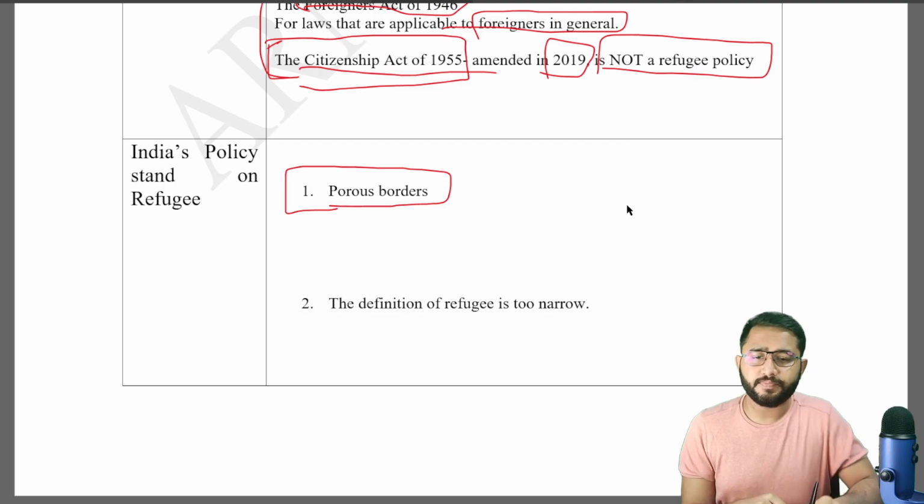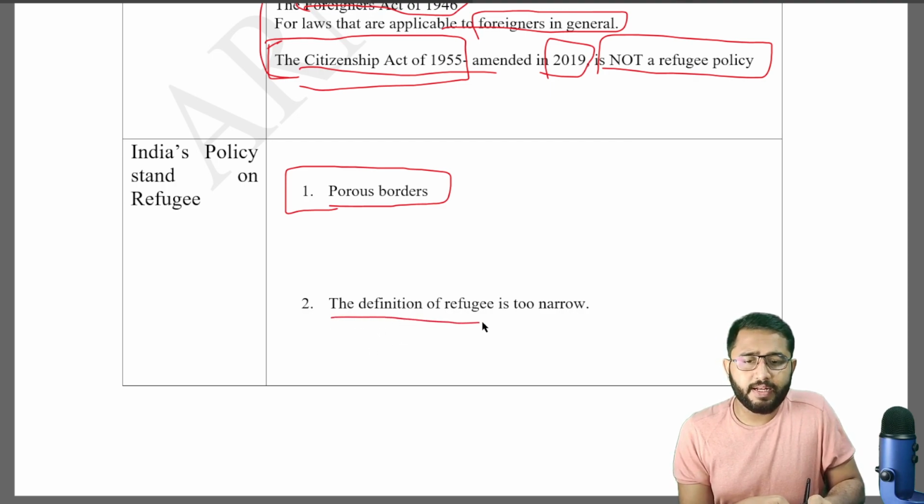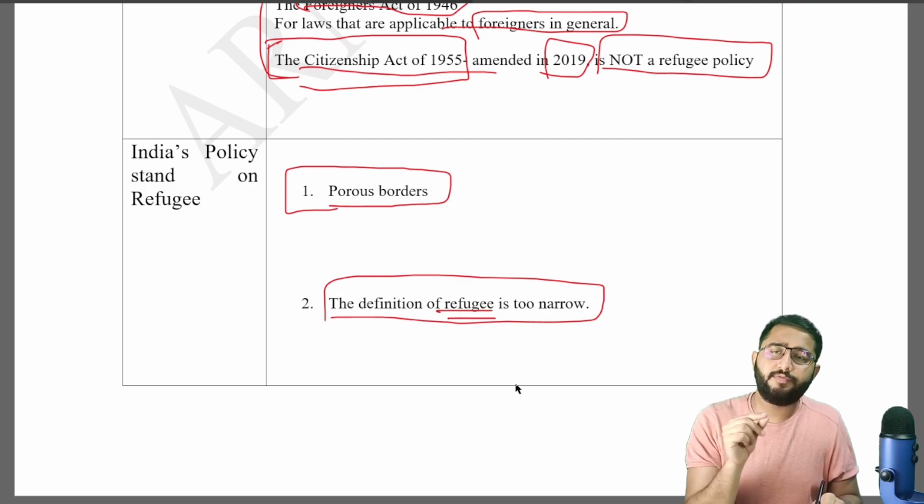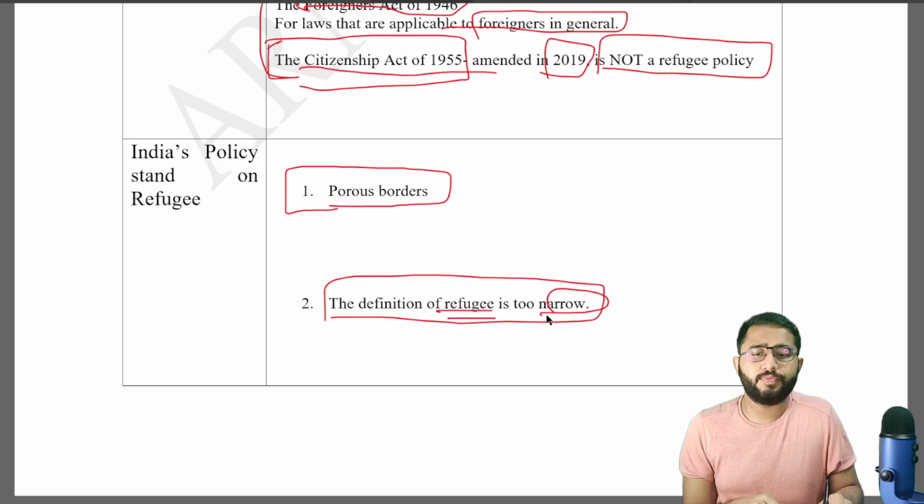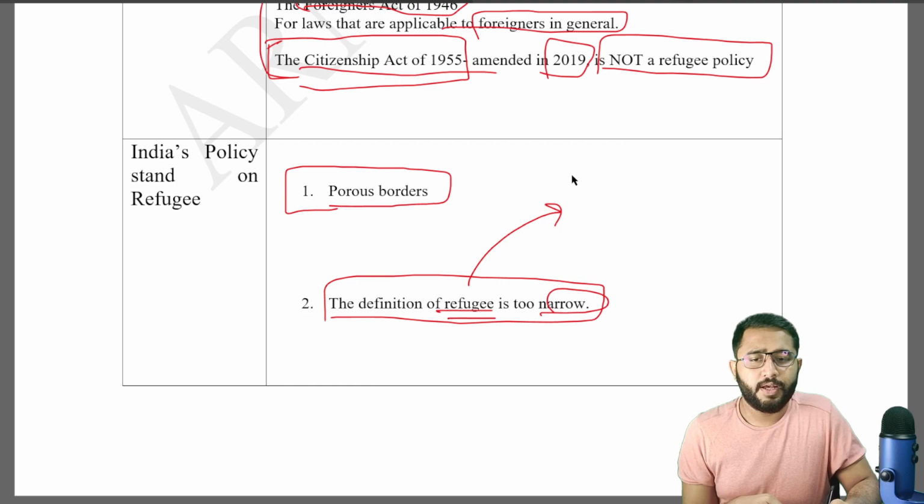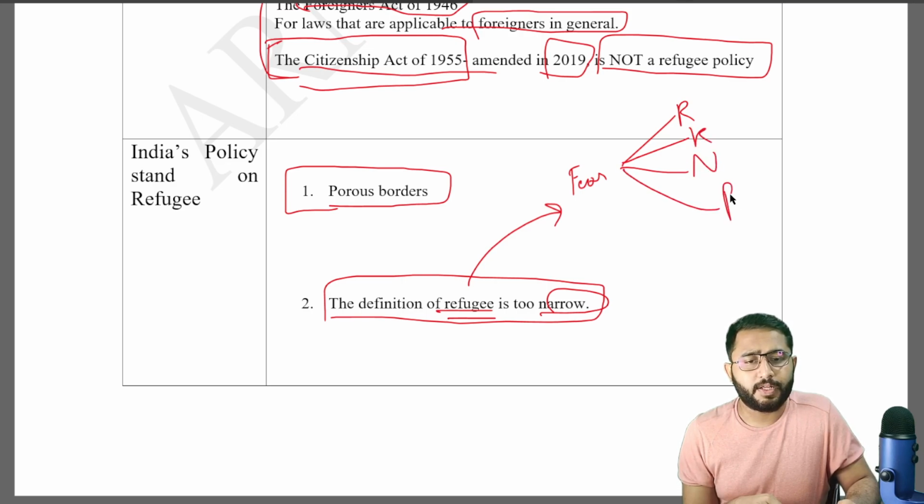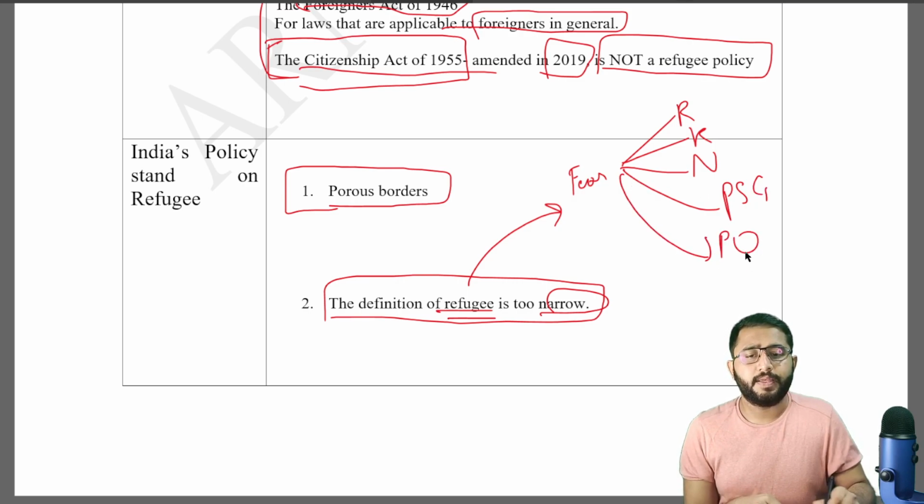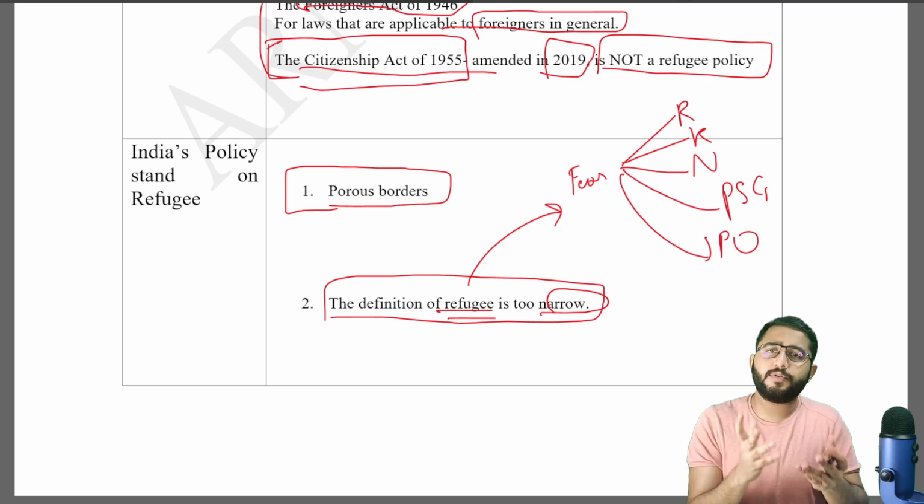The second reason why it did not want to be a party to this convention is because it says the definition of refugee in the 1951 convention is very narrow. Why does it say that? Even though the definition covers a fear of persecution against race, religion, nationality, it talks about a particular social group as well as political opinion. India says, what happens to poverty?